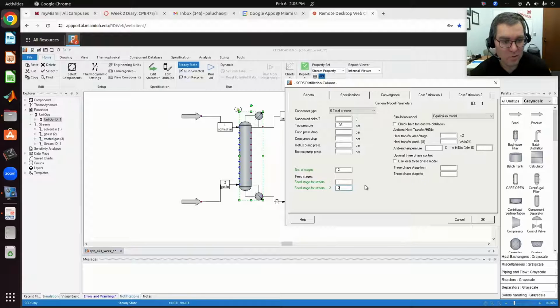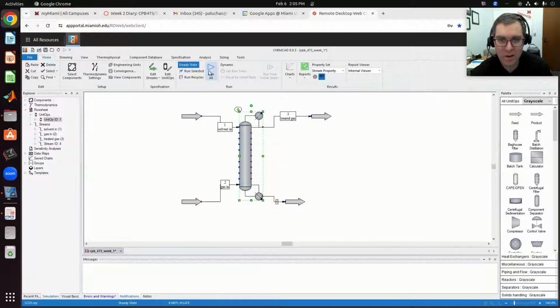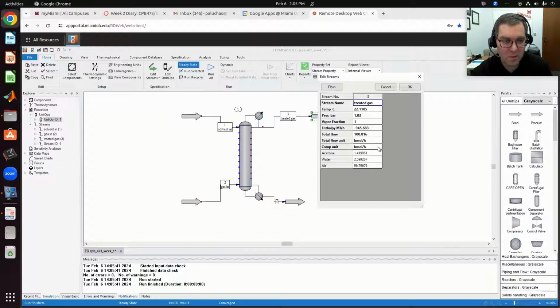It's just a reminder that if I change the number of stages to 12, I also need to adjust my feed streams. Stream 1 is still going to be 1 because the top tray is always 1, but the number corresponding to tray n is going to change. So I need to change this to 12 as well. Then when I click OK, I can run selected or run all, and I'll get my new results with 12 trays as compared to 6.